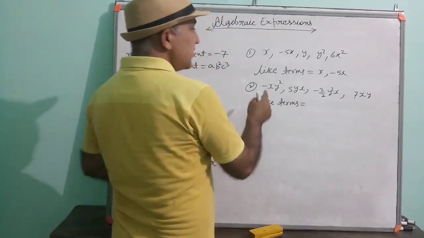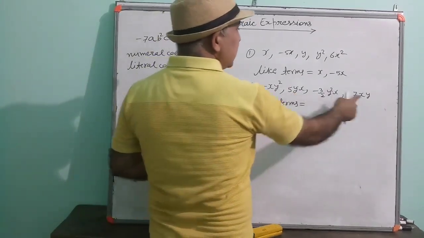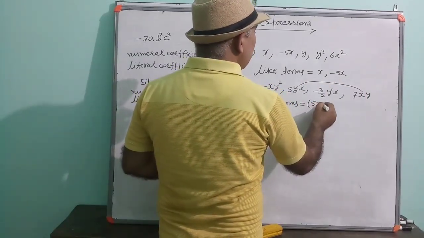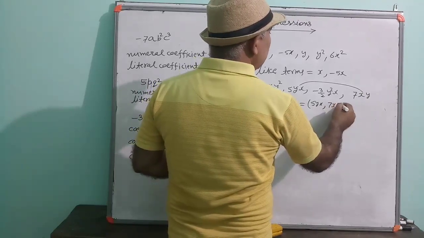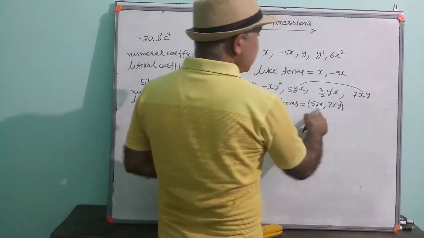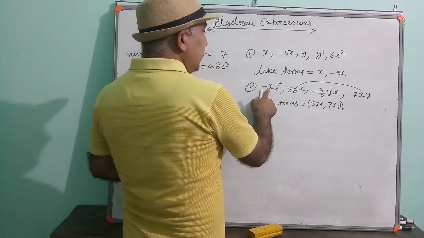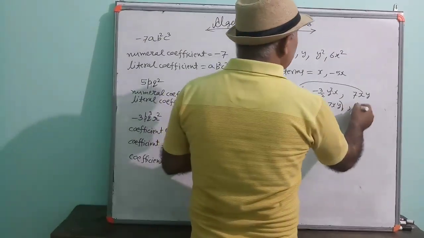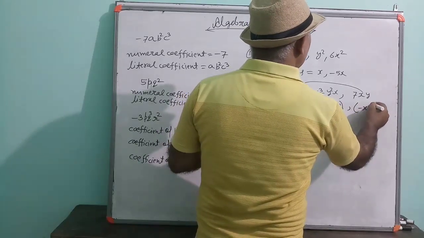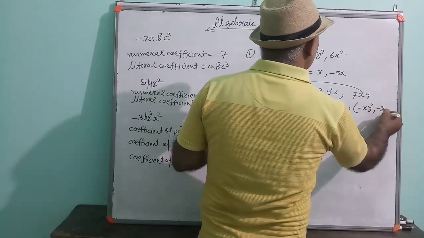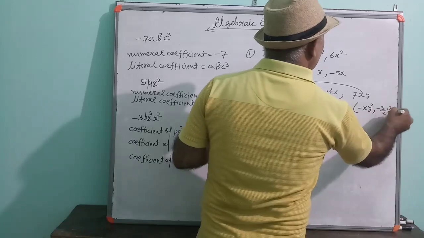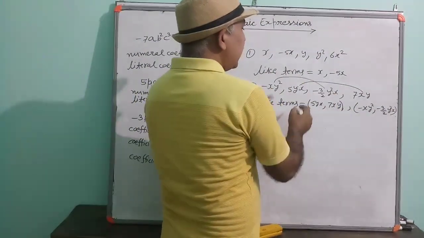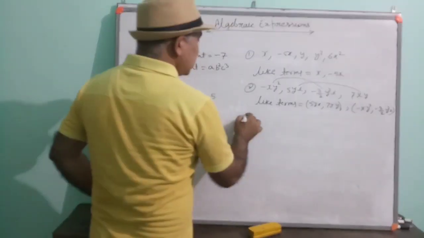So like terms: see there, yx and xy. These two are like terms, 5yx and 7xy. This is the first pair of like terms. Here there is xy square, and there is also xy square. That means these two are also like terms. Understood? These two are like terms and these two are also like terms.